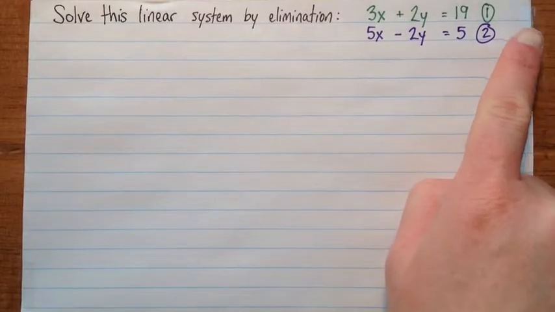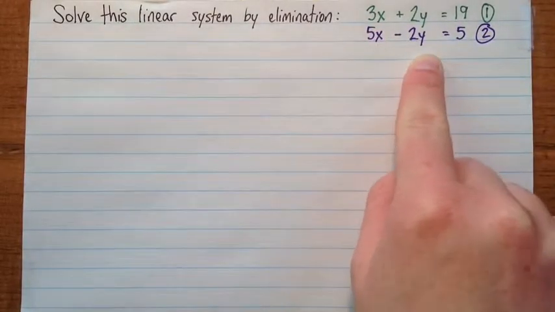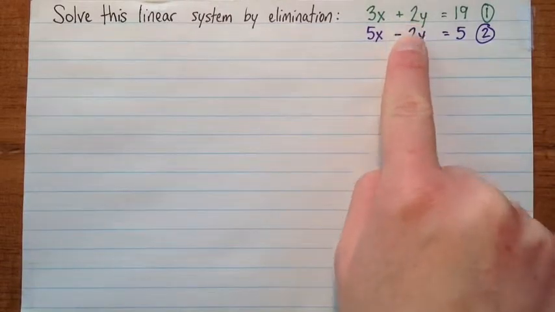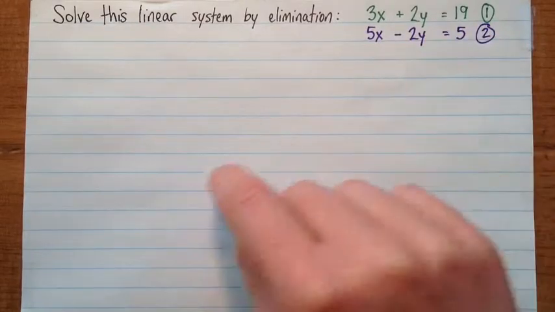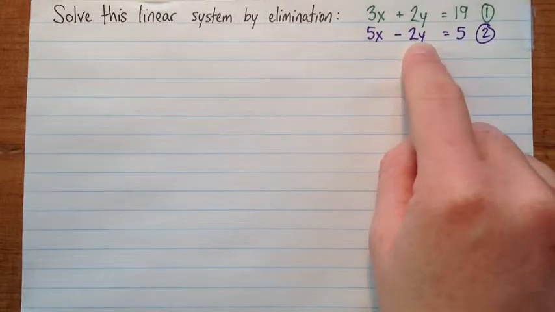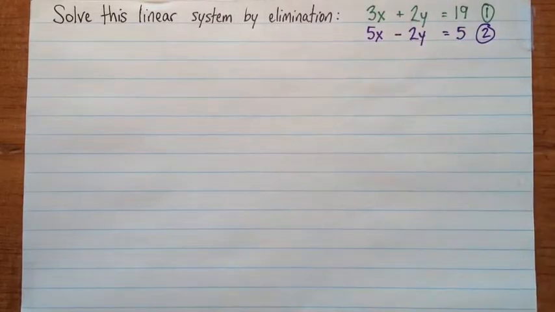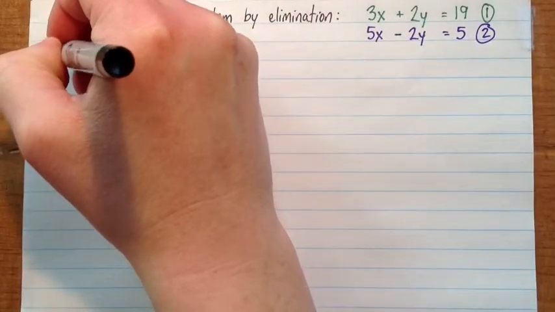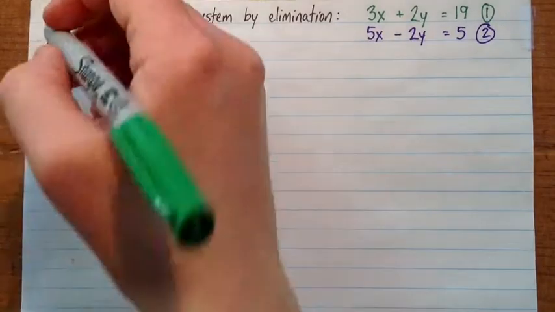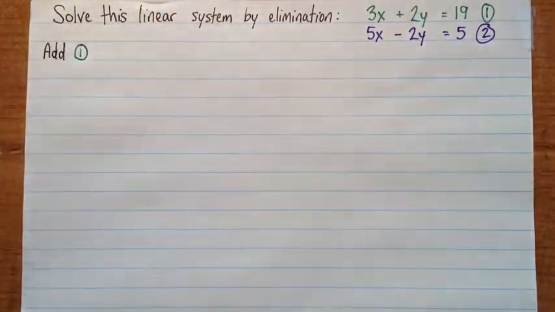So here's what we're looking for when we want to solve with elimination. If you look at the y coefficients, we've got 2y in equation 1, and negative 2y in equation 2. So if we added these two equations, we'd have 2y plus negative 2y equals 0y. So we'd only have x's in the resulting equation, and then we'd have a linear equation with just x's, and we could solve for x. So that's what we're going to do. We're going to add equation 1 plus equation 2.